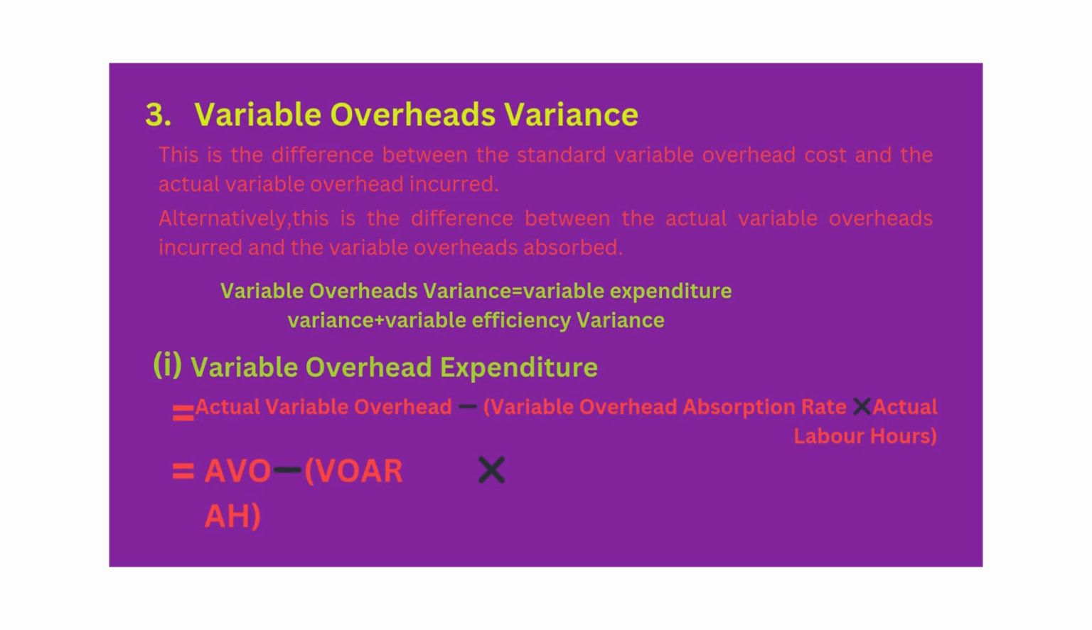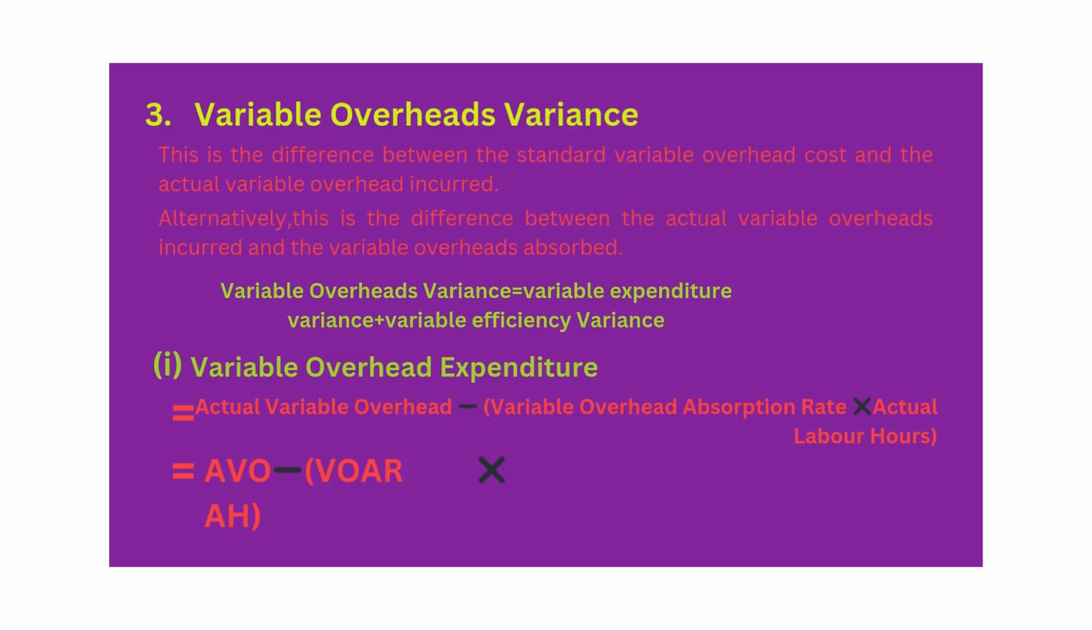Our third type of variance is the variable overhead variance. This is the difference between the standard variable overhead cost and the actual variable overhead incurred. Alternatively, this is the difference between the actual variable overheads incurred and the variable overheads absorbed. Variable overhead variance is equal to variable expenditure variance plus variable efficiency variance.